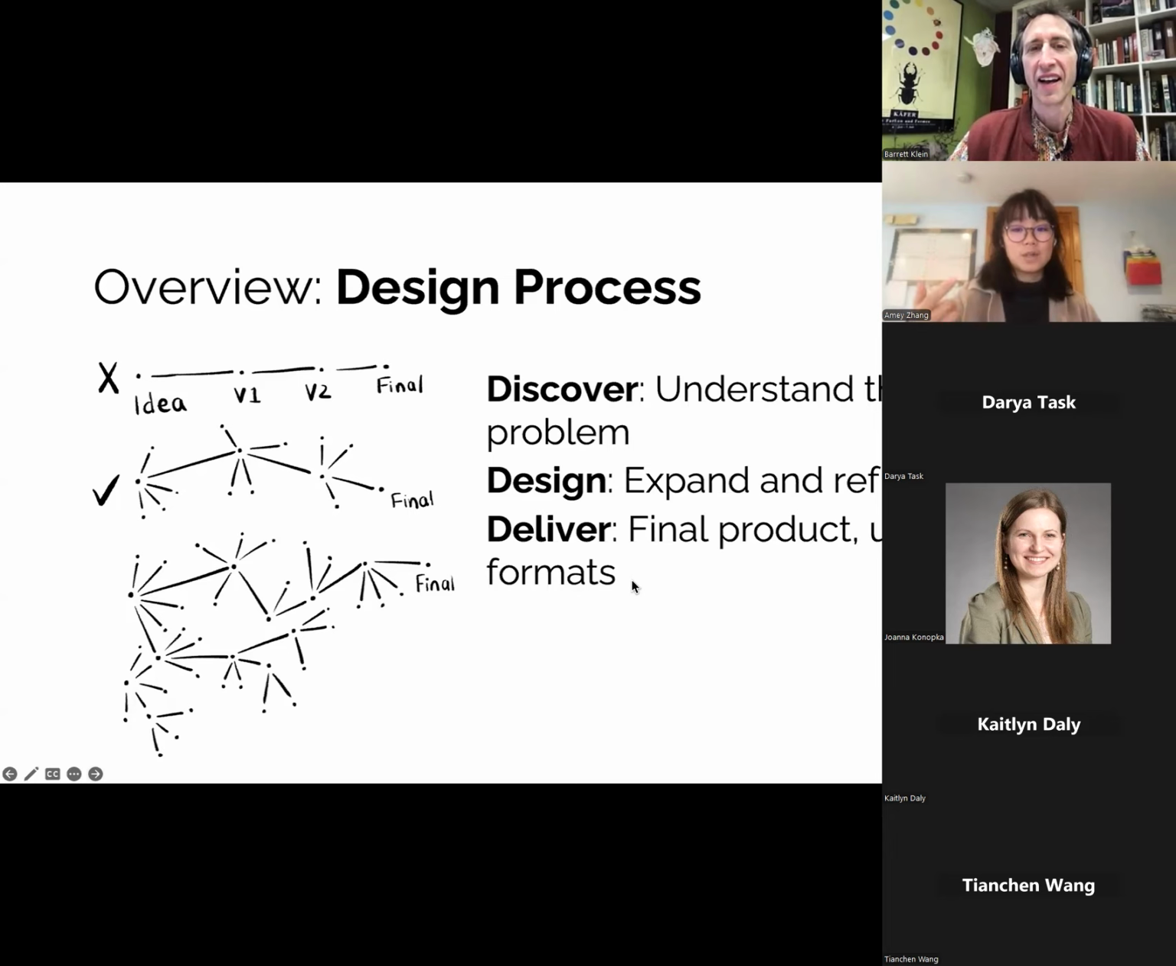And so in an actual design process, I will very likely revisit those first stages, discovering, designing, expanding, and refining multiple times. For the sake of our time limit today, we're going to move through in a somewhat more linear fashion. So I just want to make sure we have that at the start.